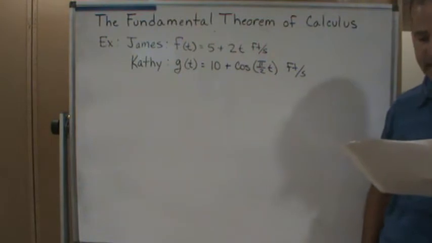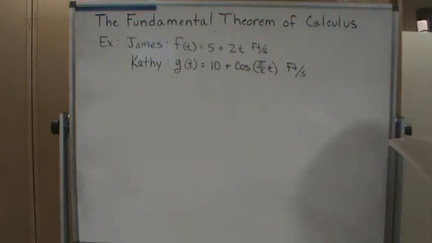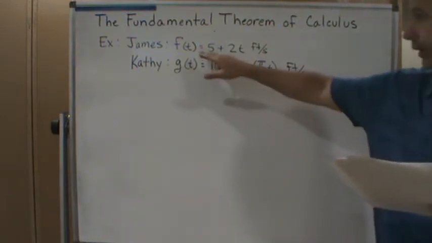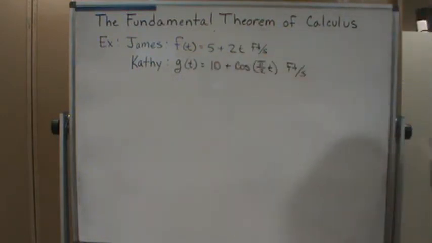If James can skate at a velocity of f of t equal to 5 plus 2t feet per second, so here's James, and Kathy can skate at a velocity of g of t equal to 10 plus cosine of pi over 2 times t feet per second, who's going to win the race? So now, this is velocity, right? So in order to find distance, we need to calculate total distance.